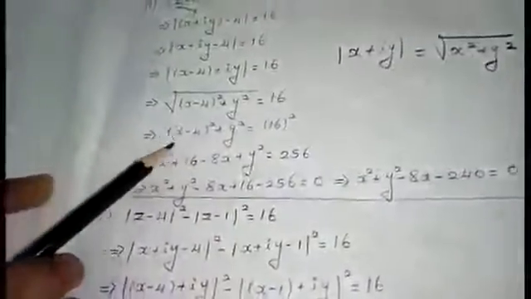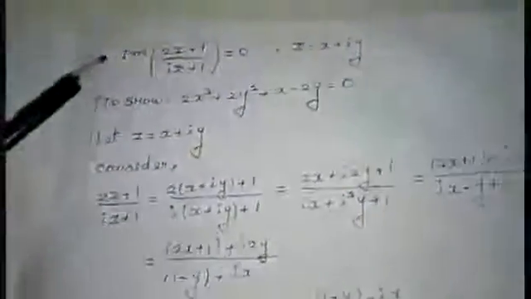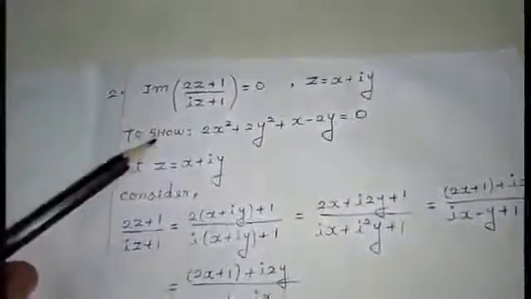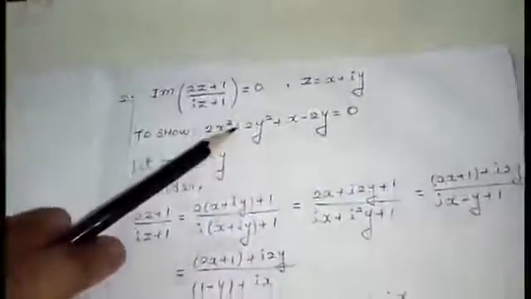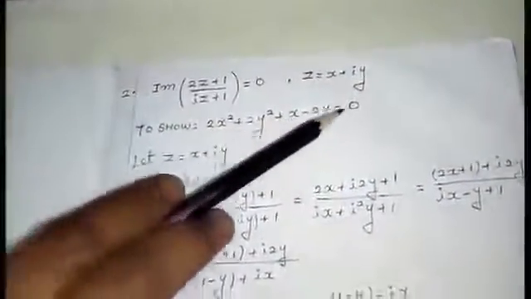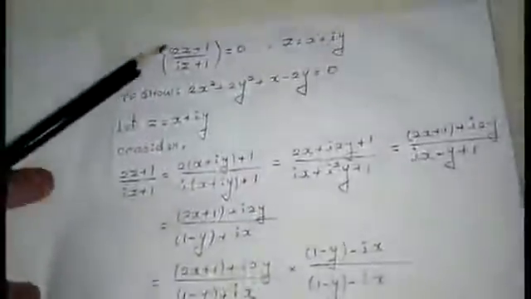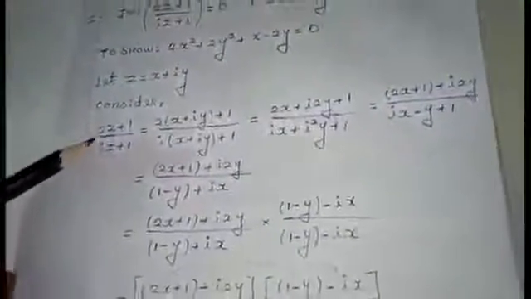Then I am applying the algebraic formula, that is, exercise 2.6 second sum. They have given you this question. Im means imaginary part. They are asking you to show that you are going to have this answer, that is 2x square plus 2y square plus x minus 2y equal to 0. I'm going to bring this answer. First, what is the condition given here? Imaginary part. Inside this, I'm going to take only this value, that is 2z plus 1 divided by iz plus 1. In place of z, I'm going to replace the value as x plus iy.